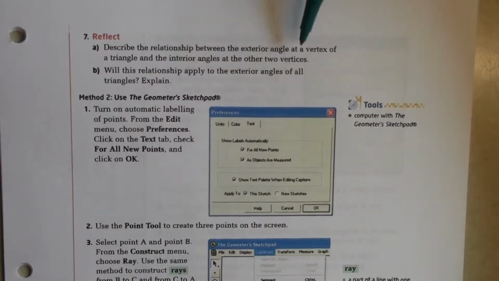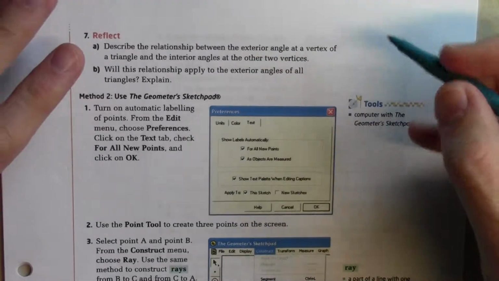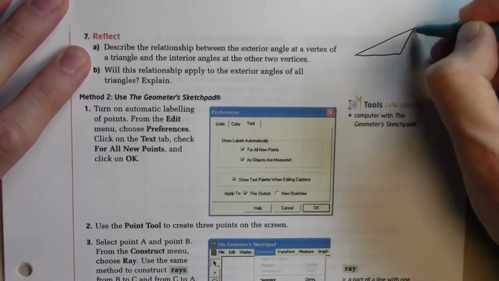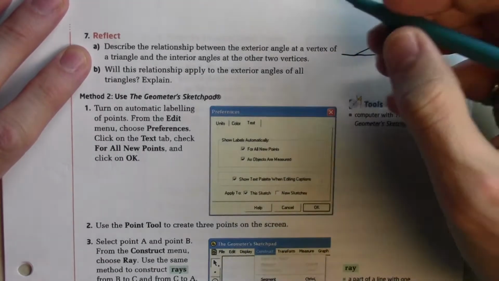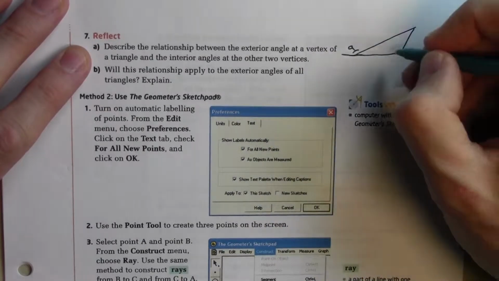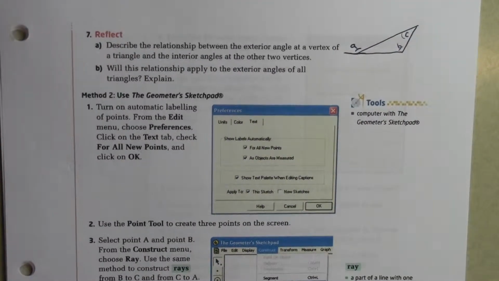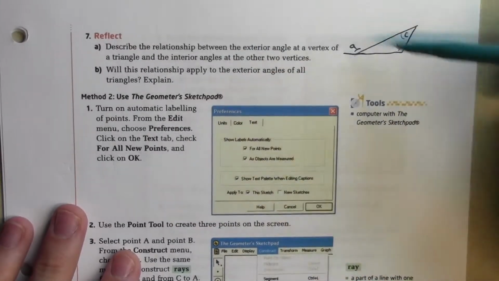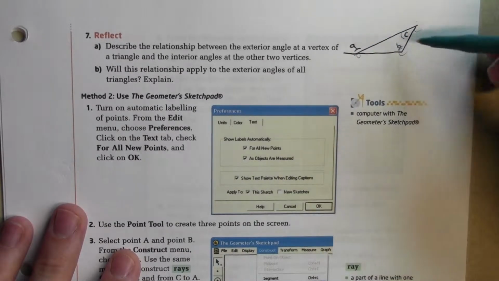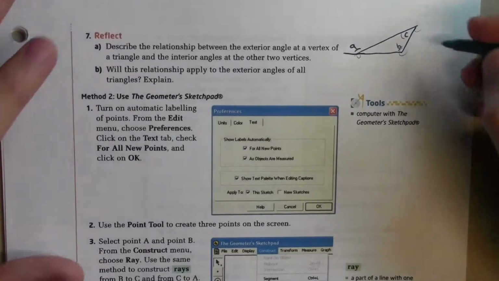Describe the relationship between the exterior angle at a vertex of a triangle and the interior angles at the other two vertices. All right, so here's an interesting one. This angle, let's call it A. How does angle A relate to angles B and C? Here are the two interior angles, and here's the exterior angle. How do they relate? Yeah, Justin. A equals B plus C. Good, A equals B plus C.